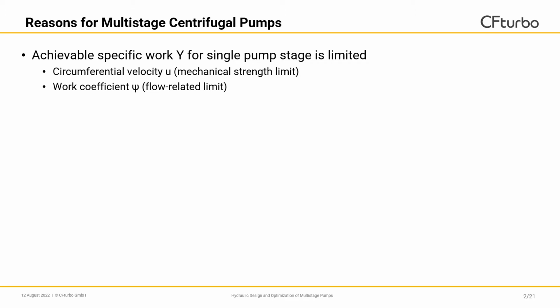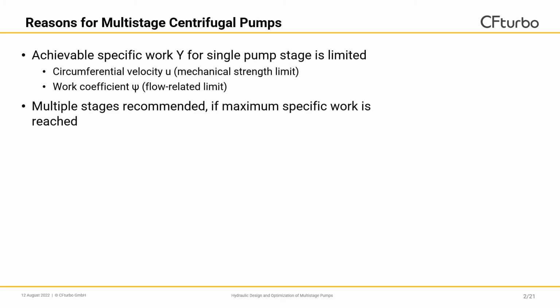The achievable specific work Y for a single pump stage is limited. This can be due to mechanical strength limits, like the circumferential velocity U of the impeller, or due to flow-related limits, like the wear coefficient psi, where the performance drops off quickly outside of the recommended range. If the maximum specific work of a single pump stage is reached, it is recommended to use multiple pump stages.